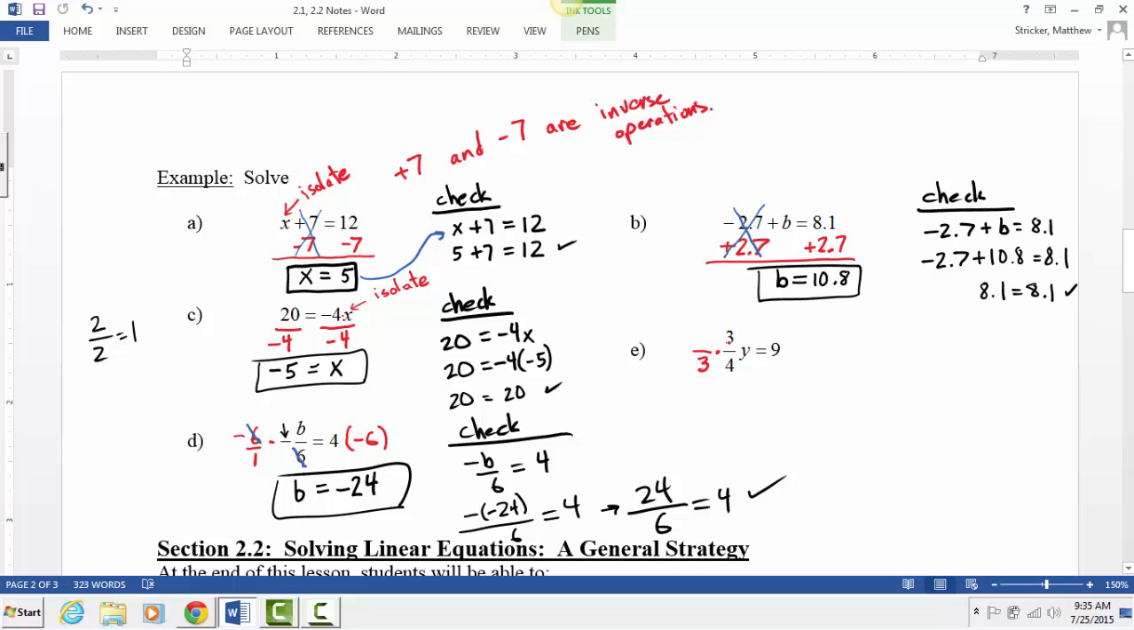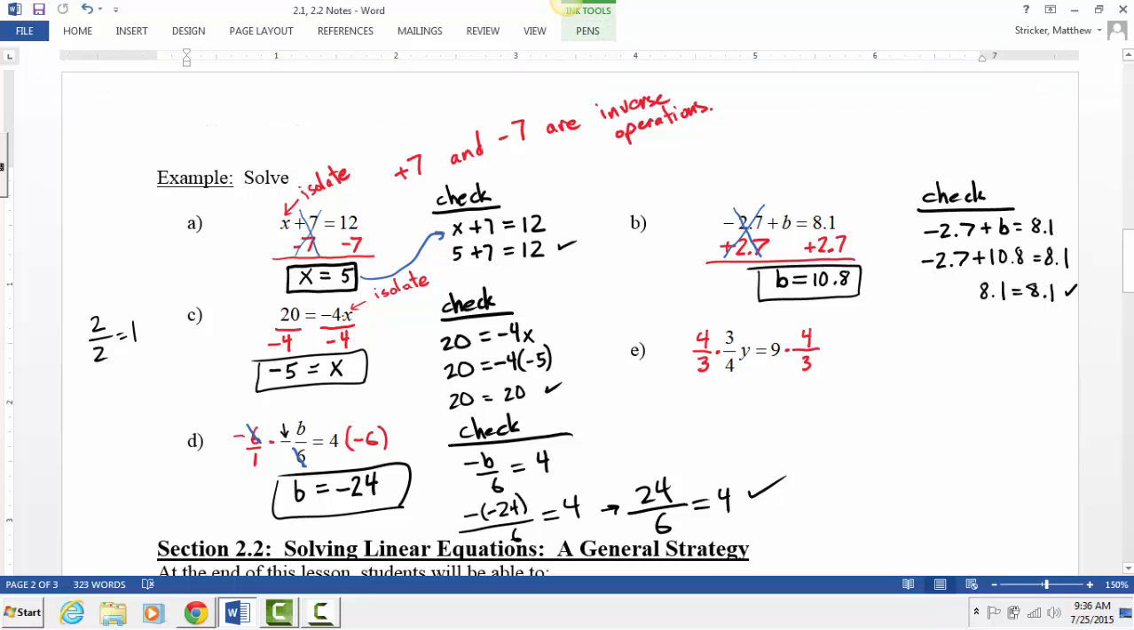Let's take this 3 and divide that by 3. Now of course if we divide the left side by 3, we also have to divide the right side by 3. And then in this 3 over 4, that's divided by 4. The opposite of dividing by 4 is multiplying by 4. So let's put a 4 on the top. But if we multiply the left side by 4, we also have to multiply the right side by 4.